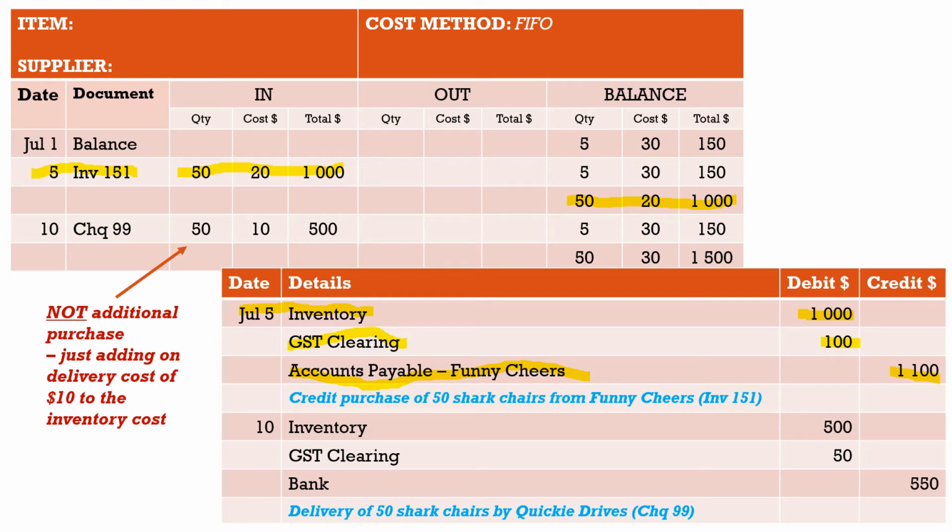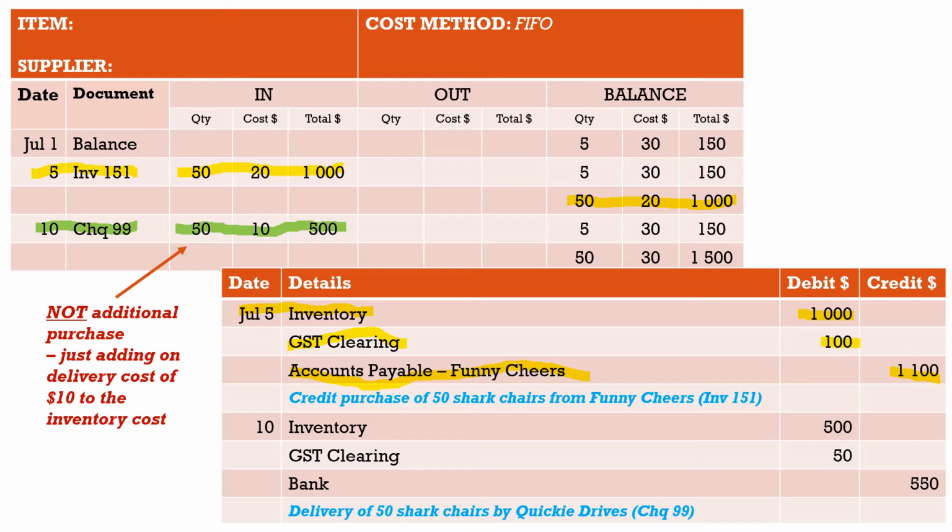Now back to the inventory card. We can see on a separate date, which is the 10th of July, we have recorded the payment of delivery to Quickie Drives with reference to check 99. In the in column, we record the 50 units, cost price $10 per unit, which represents only the delivery cost of the chairs, which totals to $500.